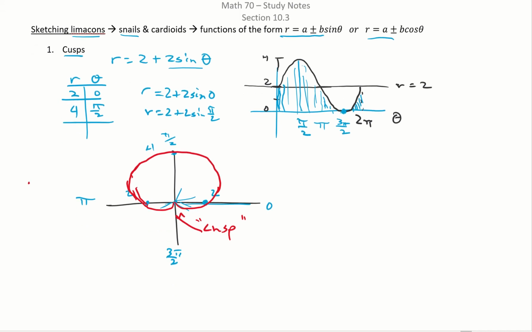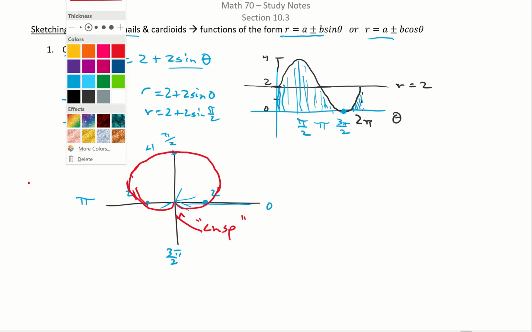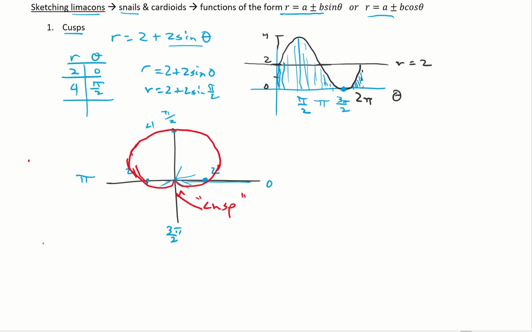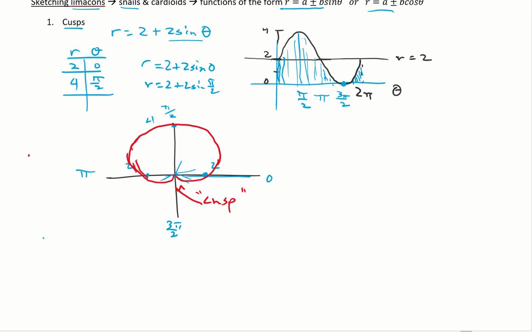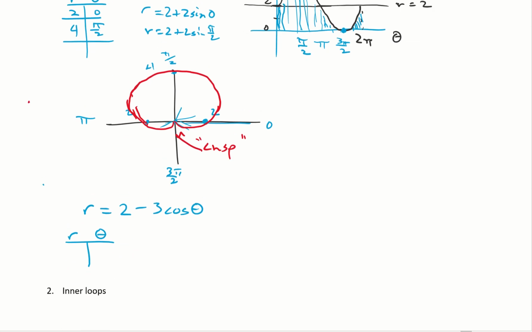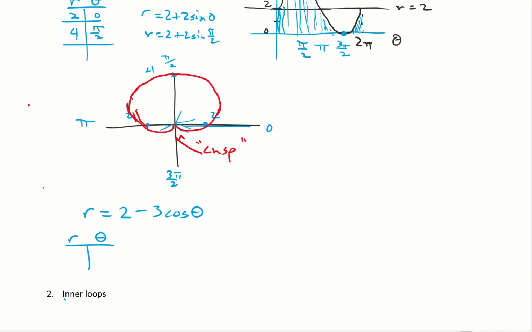If you change this, let's do another one. Let's change it to cosine, okay, and make it negative, and I'll change the size of the numbers as well. Another example would be r is equal to maybe 2 minus 3 cosine theta, and it's going to have a similar shape to it, but there are surprises as always. This is what I'm planning on right now, an inner loop one. That's good timing. So again, you would graph it.